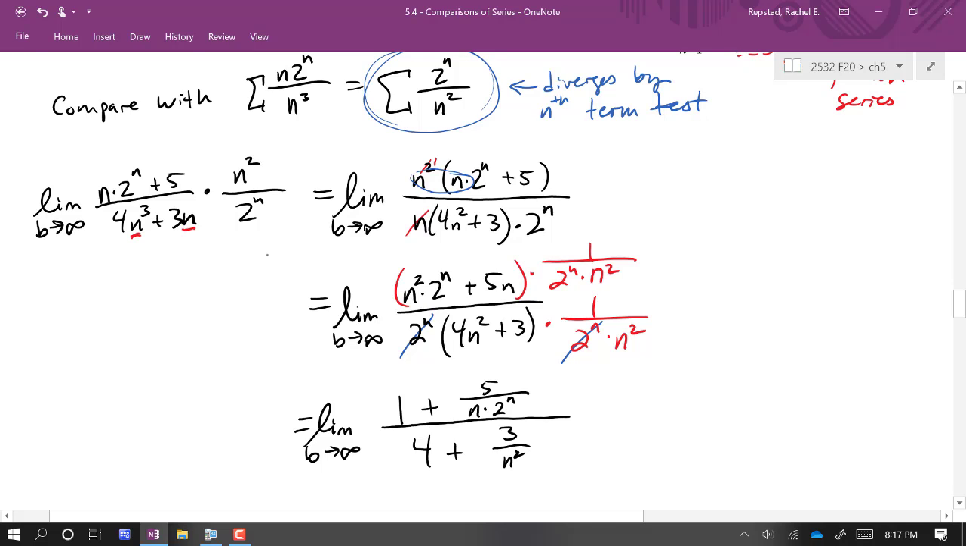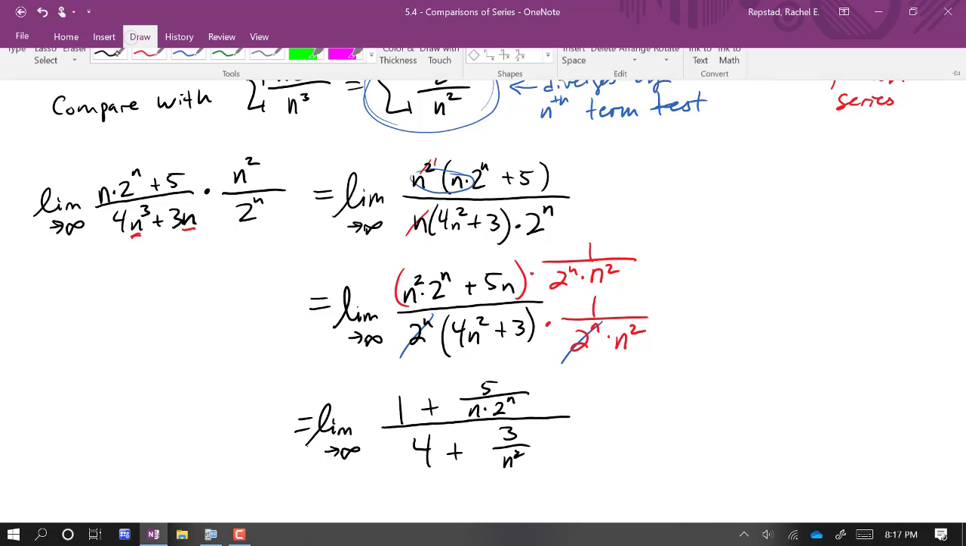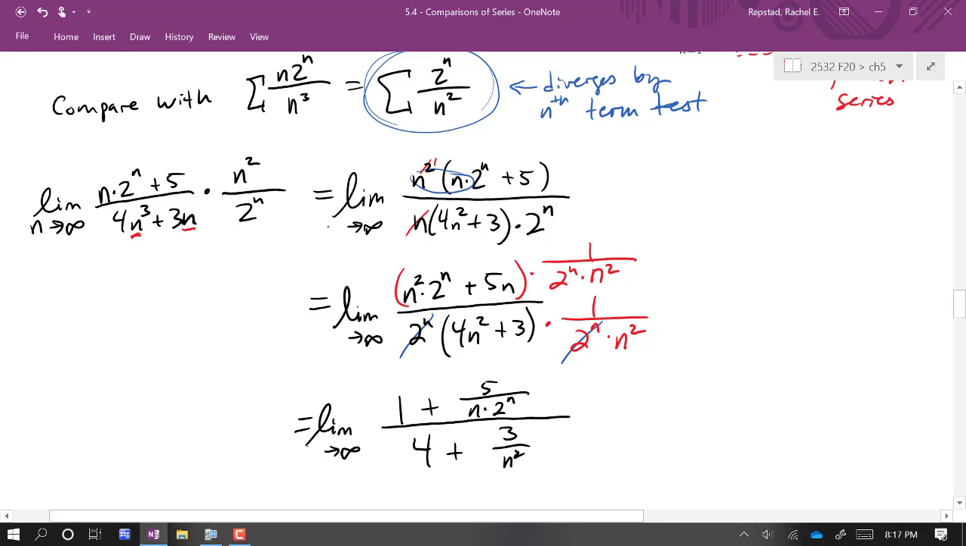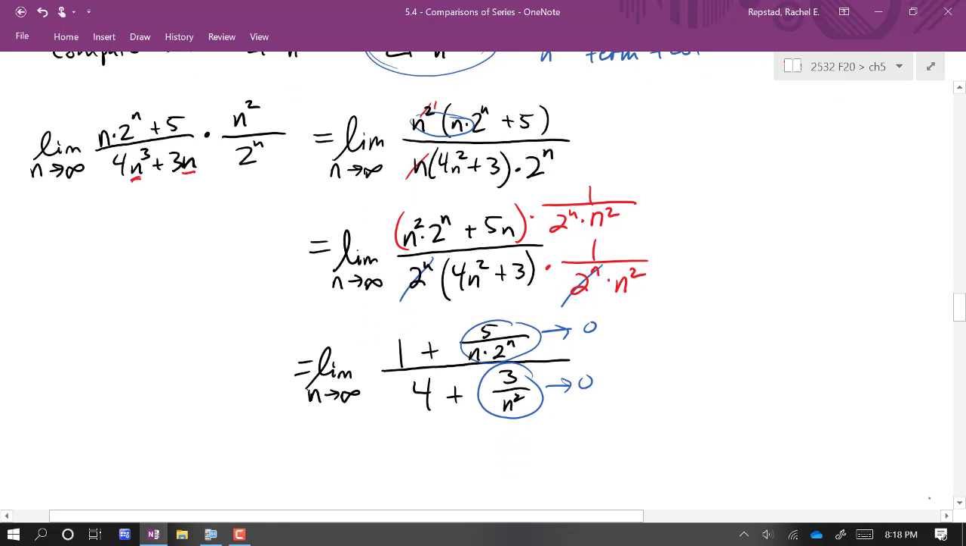Now as n approaches infinity, for some reason I have written this as a limit as b approaches infinity this whole time. Why didn't anybody tell me that? I must have the improper integrals on my brain right now. So we're looking at the limit as n approaches infinity. Now as n gets huge, these fractions, 5 over n·2^n, that certainly approaches 0. 3 over n squared, that approaches 0. And so this whole limit is 1/4.